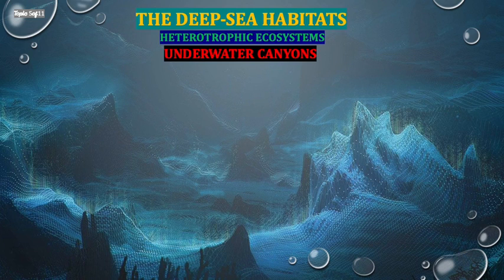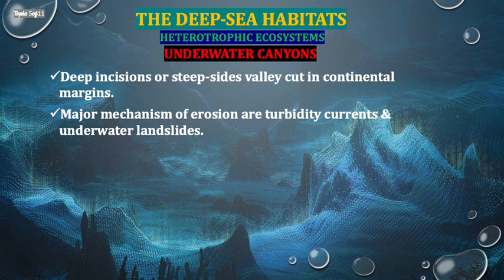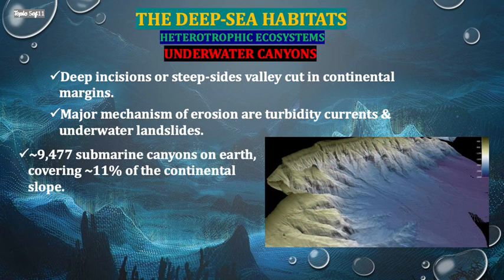Okay, so underwater canyons are another type of heterotrophic ecosystem in the deep sea. So this habitat is characterized by deep incisions or steep side walls of the continental margin. The major contributors to the erosion of the underwater canyons are turbidity currents and underwater landslides. So today, about 9,477 canyons are described, and that comprises 11% of the continental margins.